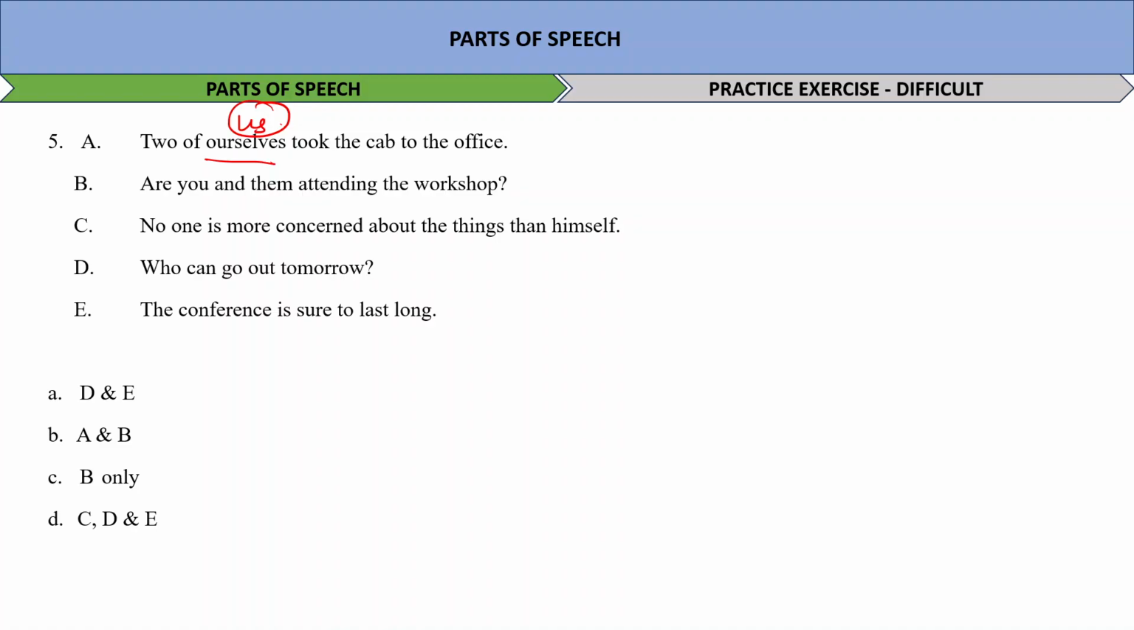Why will I use them? Are you and they? Instead of them, we will use they, a subjective pronoun and not objective. Are you and they attending the workshop, right? So A and B has an error, and the option which has A and B and the rest of the sentences are used appropriately. So the error here is in option number B. The answer would be option number B.